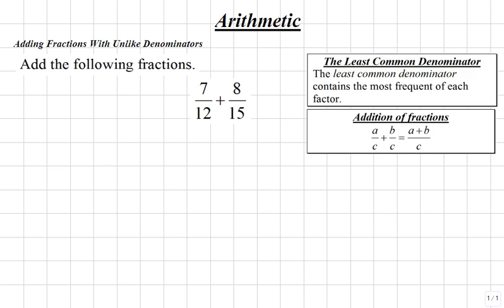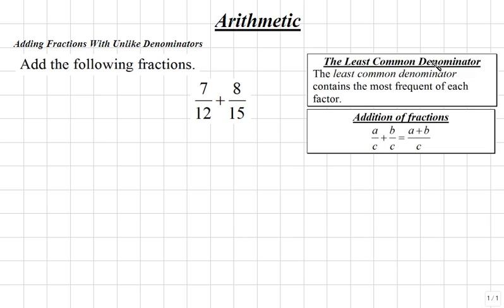Let's add the following fractions. We're given 7/12 plus 8/15. To add these two fractions, we'll change these two fractions into equivalent fractions with the least common denominator. Then, we'll add the numerators and write this as the result over the common denominator.